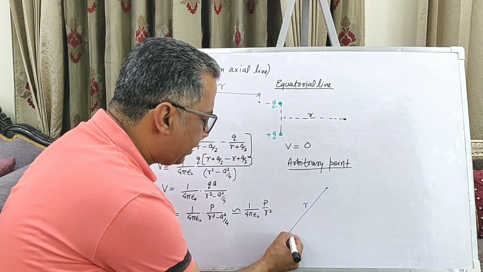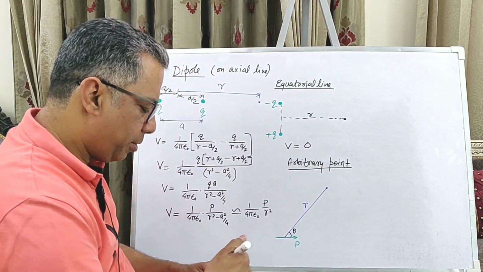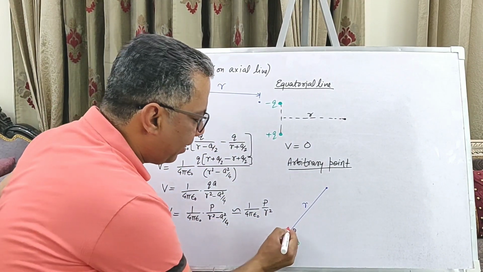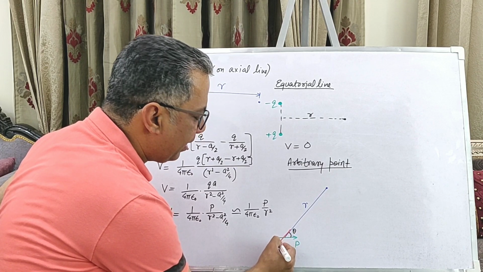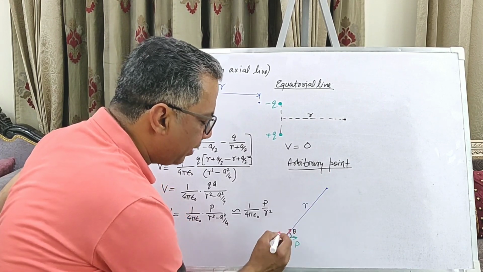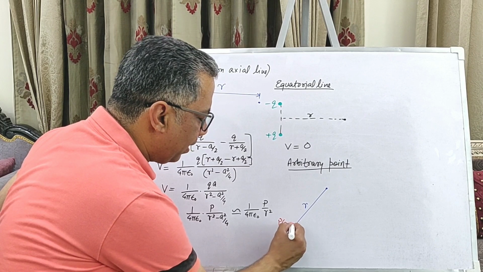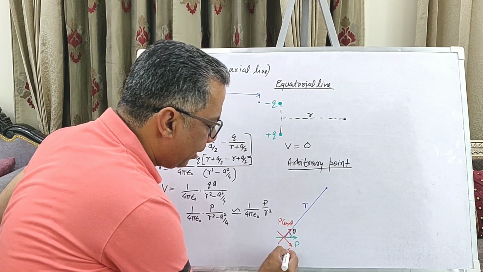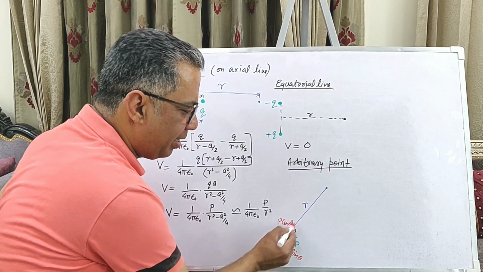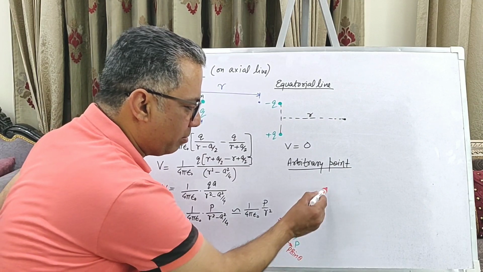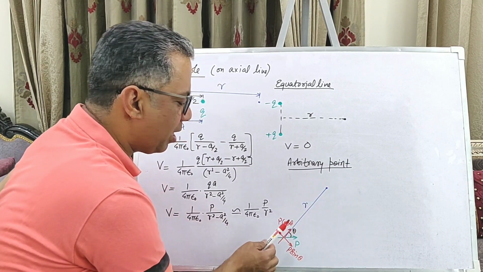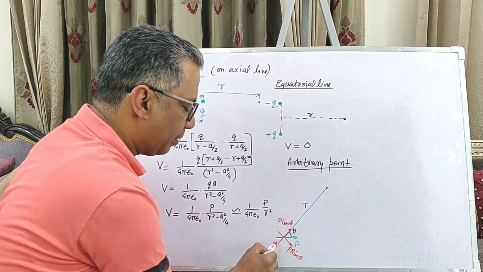The angle here is theta. Now to calculate this potential, let's take the components of the dipole. The one along the r is p cos theta, and the one perpendicular to r is p sin theta. Now this point is on the equatorial line of p sin theta, so p sin theta contributes nothing to the potential at this point. The only contribution to potential at this point comes from p cos theta, right?